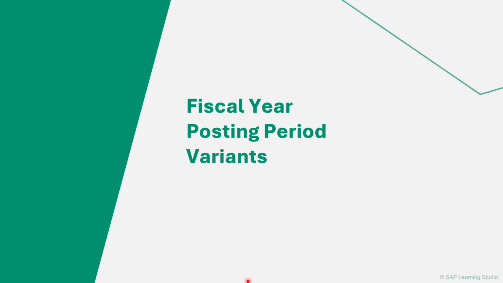Today we'll learn about fiscal year and posting period variant. This is a very basic assignment which we need to do for a company code. Fiscal year variant is about the fiscal year and posting period variant is about the period. So the fiscal year will tell the system how our fiscal year is in SAP, and posting period is how we have bifurcated that fiscal year into our periods.